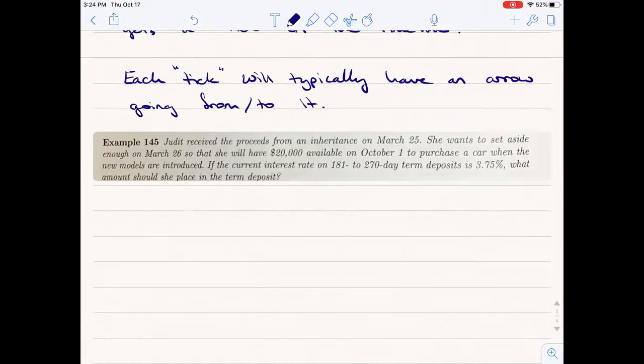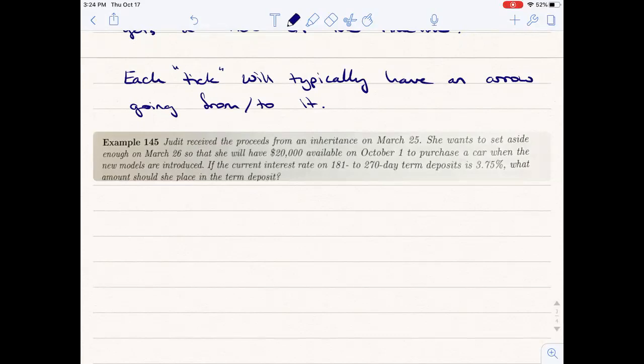Judith received the proceeds from an inheritance on March 25th. She wants to set aside enough on March 26th, right? So she got it, and then she's going to the bank the next day so that she will have $20,000 available on October 1st to purchase a car when the new models are introduced.